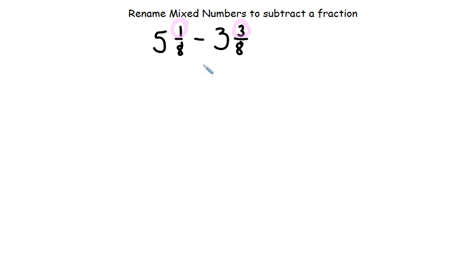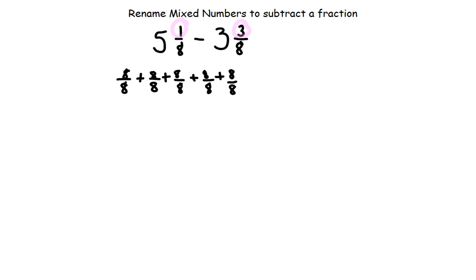In order to do that, I'm going to employ the strategy of just borrowing a whole. So this 5 wholes here can be represented in a couple of ways. But one of them is, since we're working with 8ths, I can represent that 5 wholes as 8/8 plus 8/8 plus 8/8 plus 8/8 and another 8/8. So here I have 1, 2, 3, 4, 5 wholes because any number over the same number represents a whole.